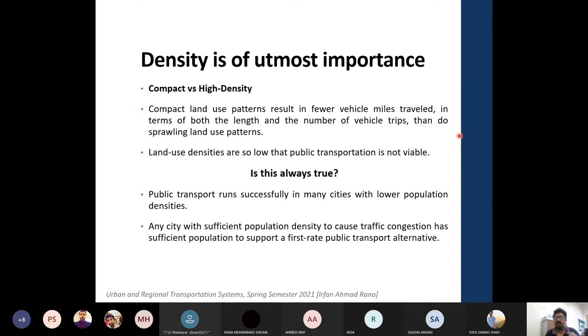And that is, again, when we talk about mode choice modeling, which we will cover later in our lectures: what are the primary factors which influence people, even if it is a very efficient public transportation system? When will people opt for a private car, their own car, and when will they opt for public transport? We'll go into each detail of it in the coming lectures as well.